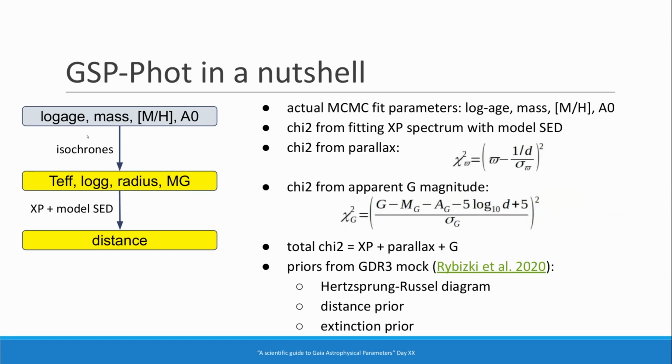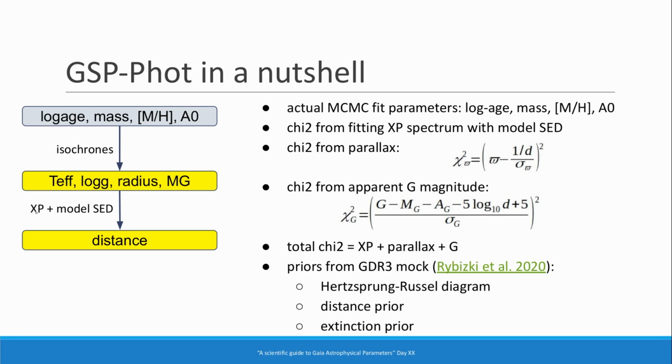So what GSPPhot does, it's an MCMC algorithm. And the actual fit parameters are the age of the star, the initial mass of the star, the metallicity, and the line of sight extinction. What GSPPhot then does, it takes a set of isochrone models, and given these parameters, it interpolates the isochrones, and it obtains the spectroscopic parameters from the isochrones, which are the temperature, the gravity, the radius, and the absolute magnitude.